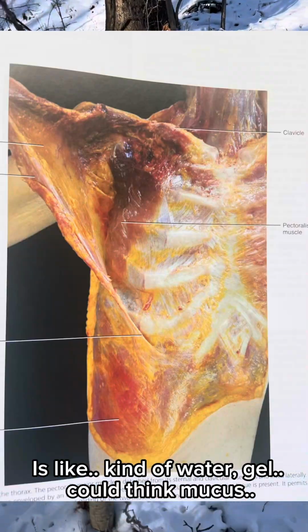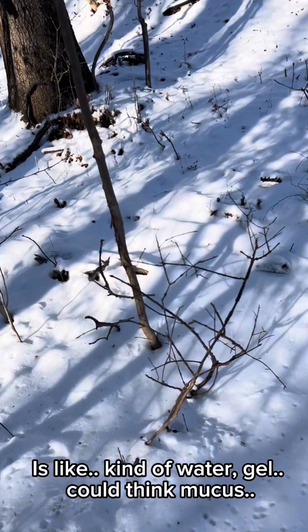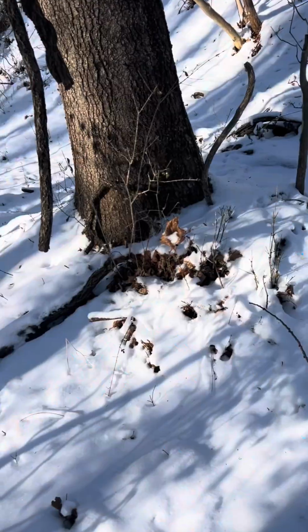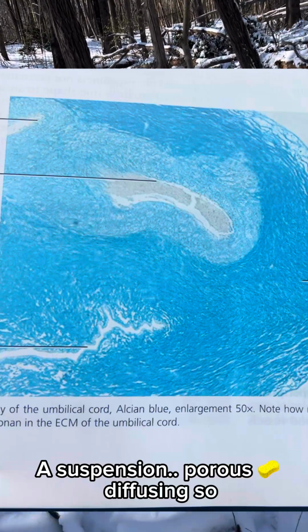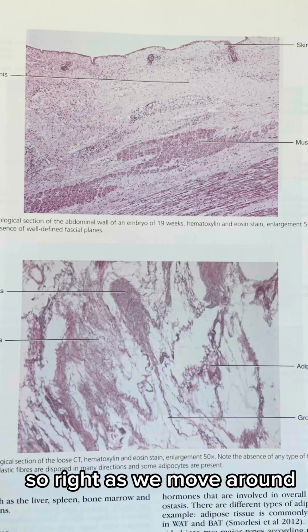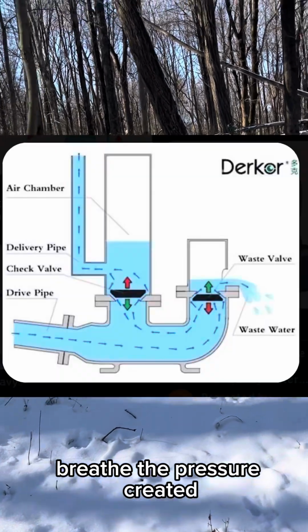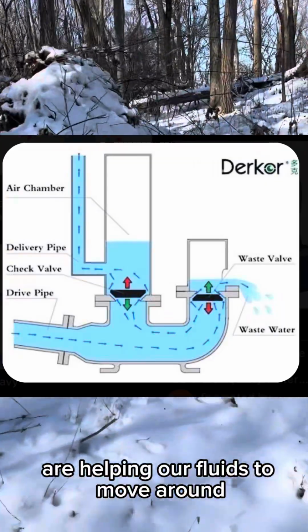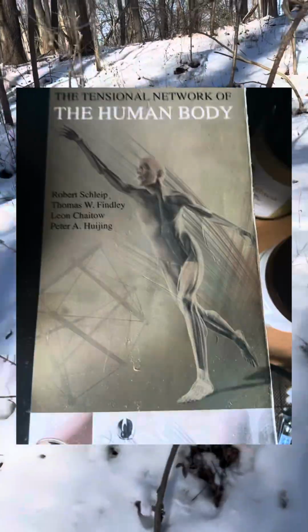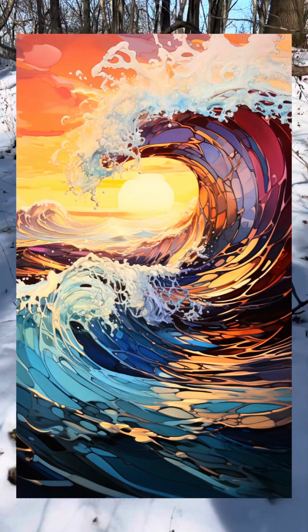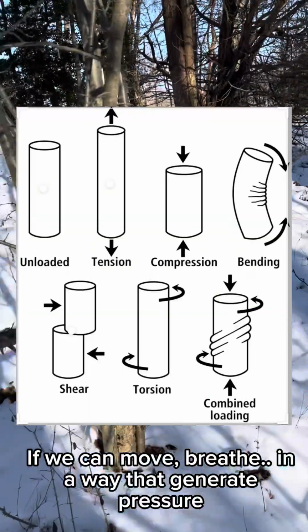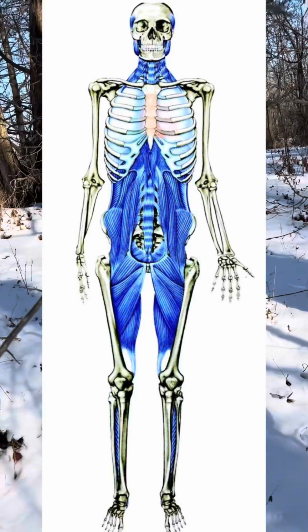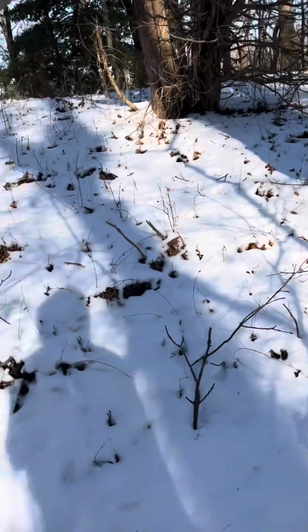The fascia is like kind of a water gel. You could think of mucus, or it's like a suspension and partly diffusing, so that as we move around and breathe, the pressures created are helping these fluids to move around. And that means that if we can move in a way that generates pressure, breathe in a way that generates pressure, it is going to assist in the circulation of these fluids.